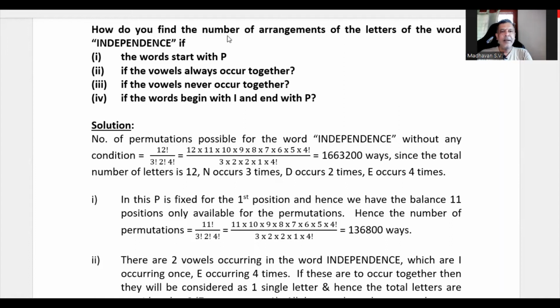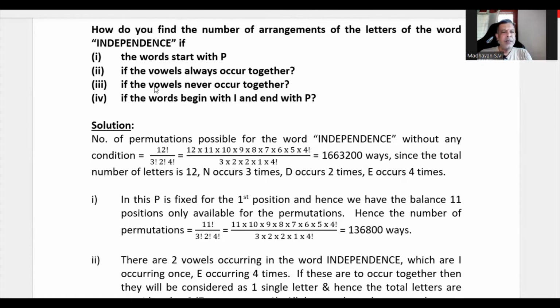How do you find the number of arrangements of the letters of the word "independence" if there are four questions? First one, the words start with P. Second one, if the vowels always occur together. Third one, if the vowels never occur together. Fourth one, if the words begin with I and end with P.